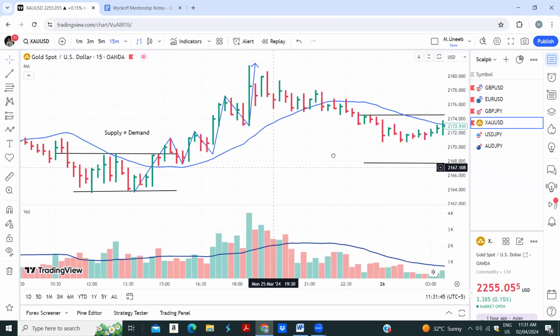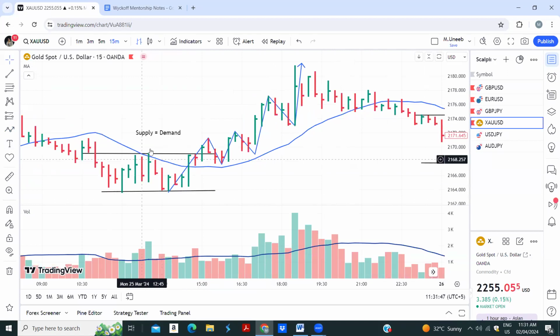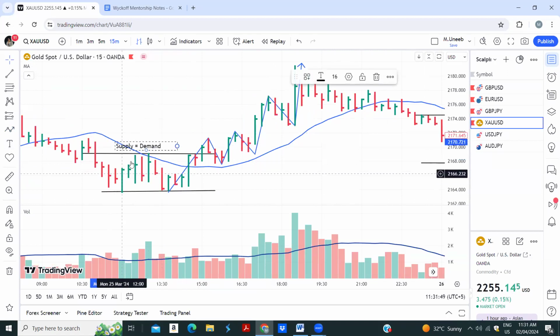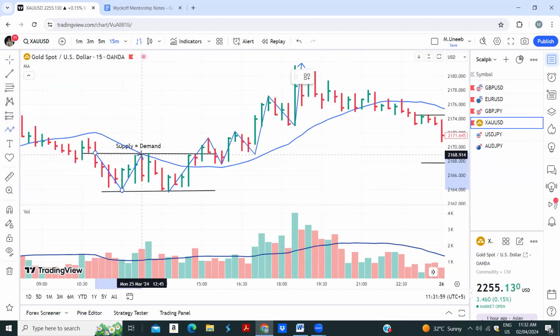As you can see here, what happens here? In this area, the supply is equal to demand, so the price is moving in a range. As I can show you in the chart, here the supply is equal to demand, so the price is moving in a range, or the price is in equilibrium.